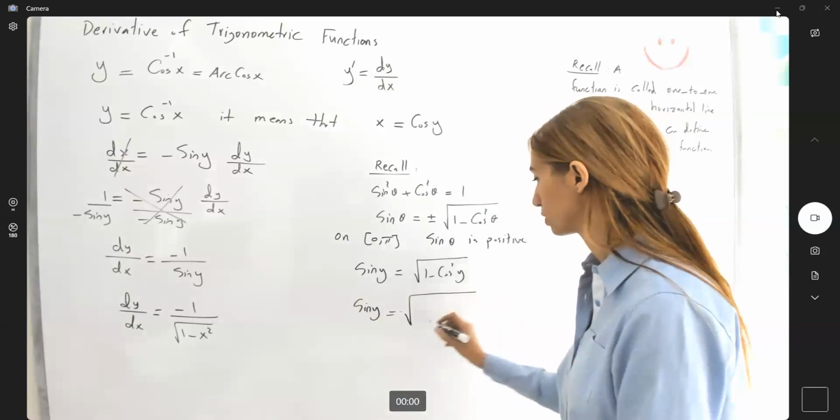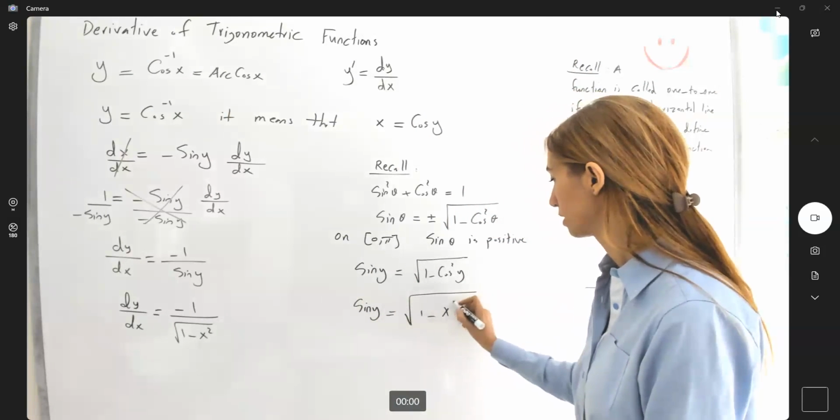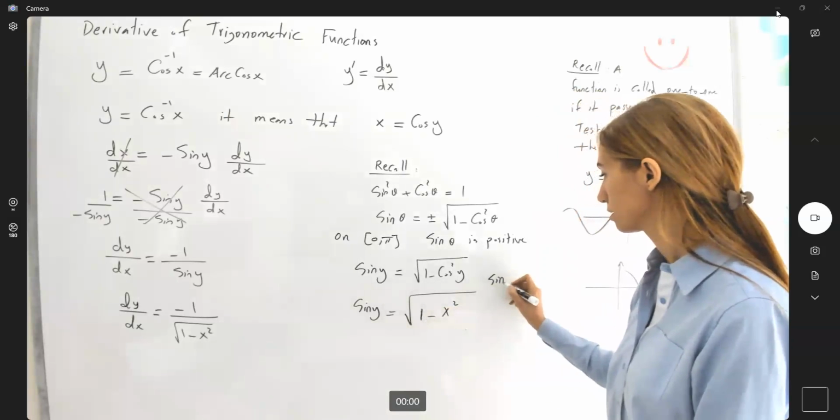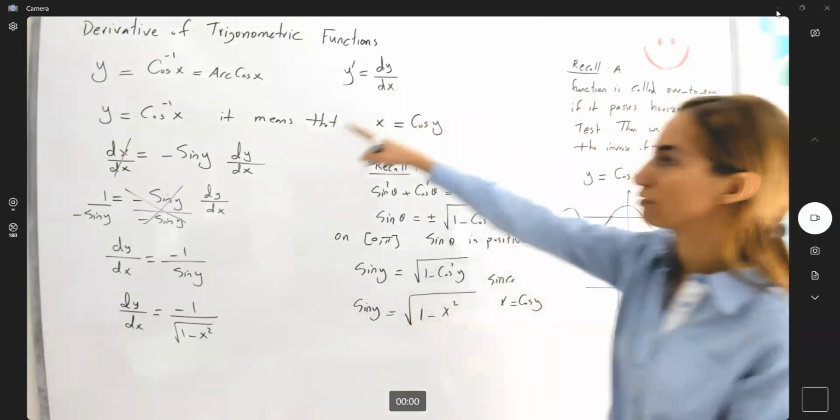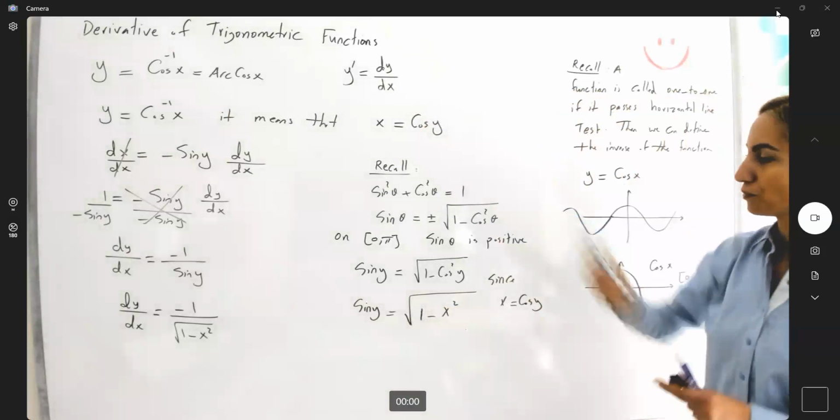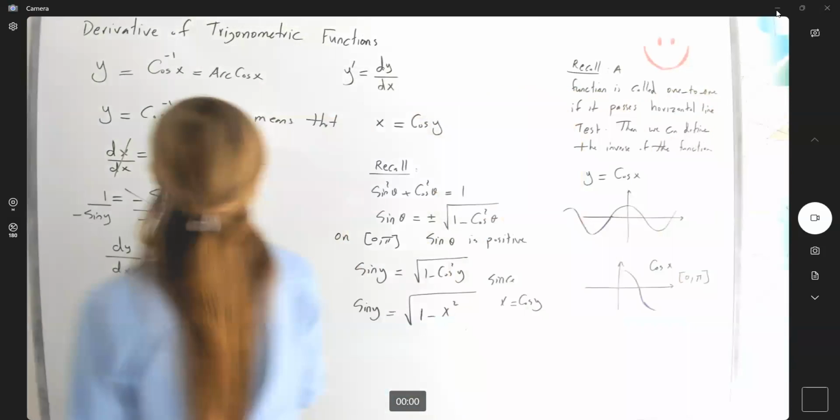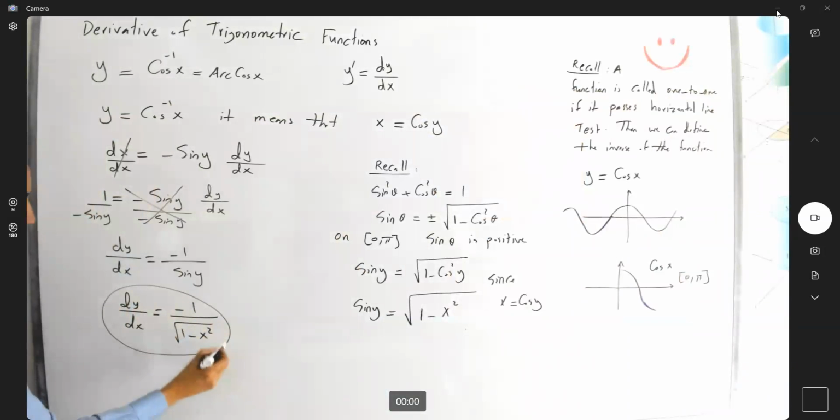You need to see more detail. 1 minus x squared, since x is cosine of y by definition that we have here. So the derivative of inverse cosine is negative 1 divided by the square root of 1 minus x squared.